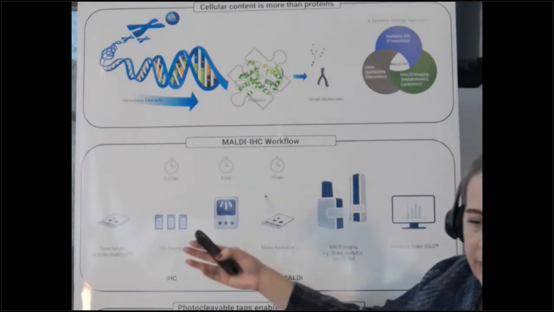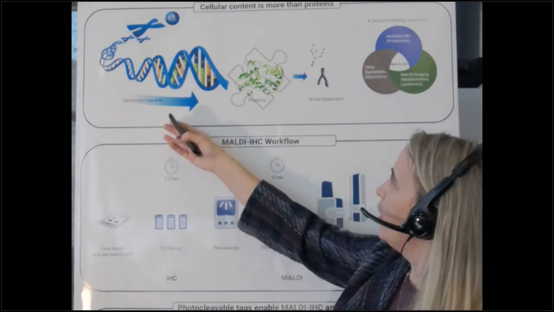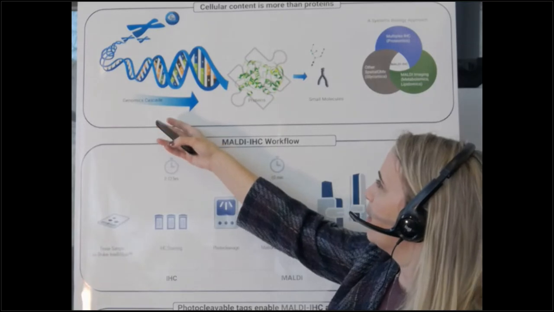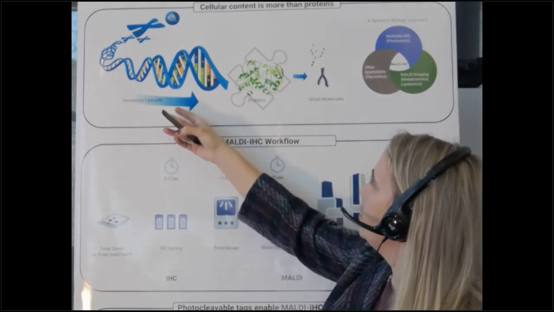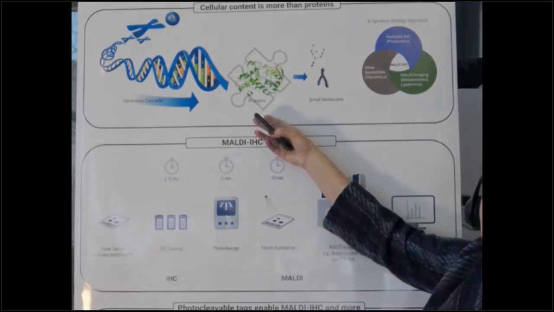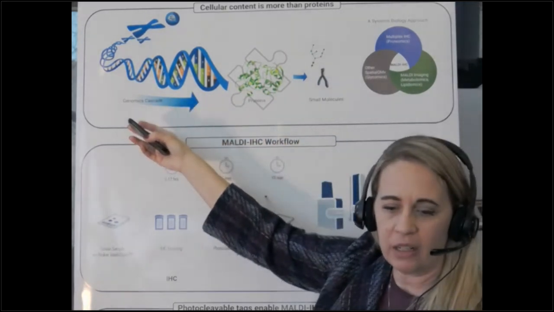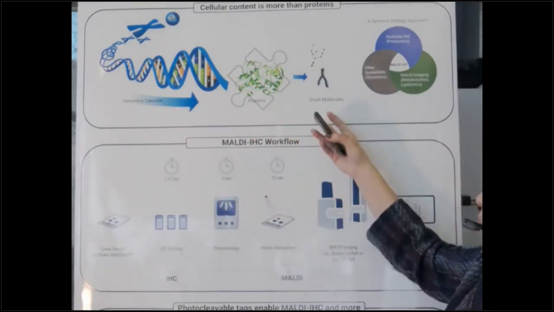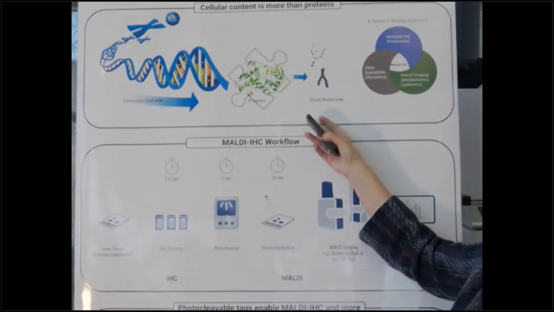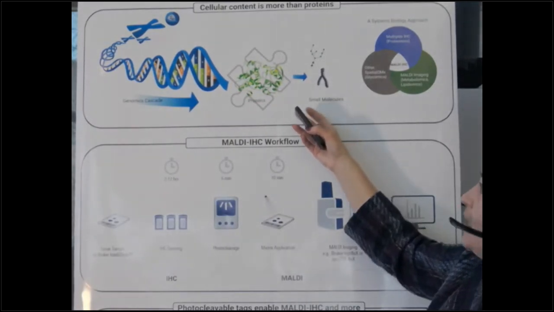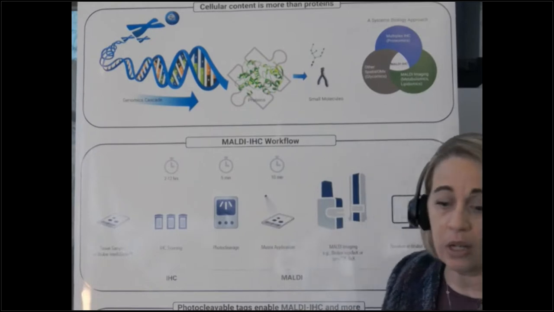As you look at this cascade again, I just want to point out once more that it's highly important to be able to tie the protein information and contextualization back to your genomic information. And then also have the downstream small molecules that are able to additionally inform and give you a complete picture.